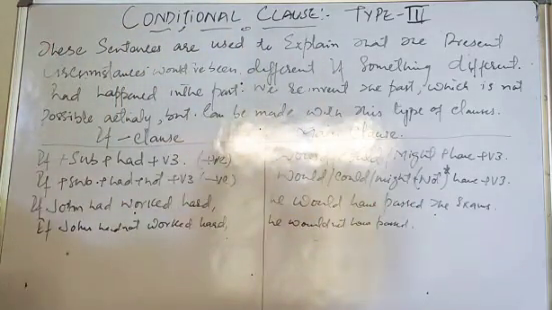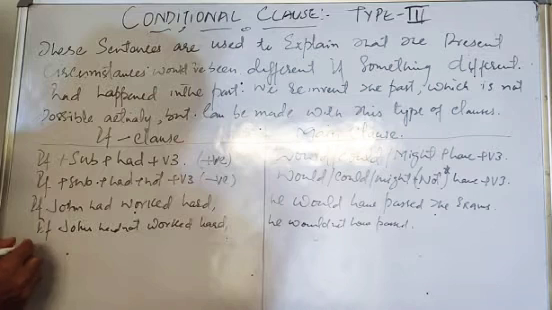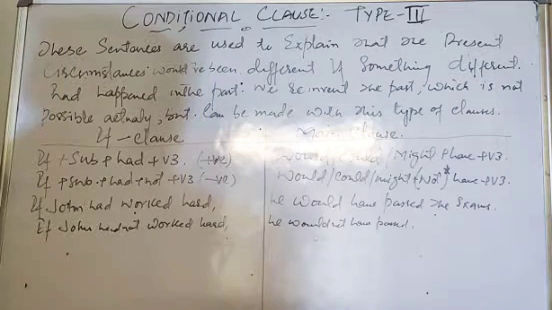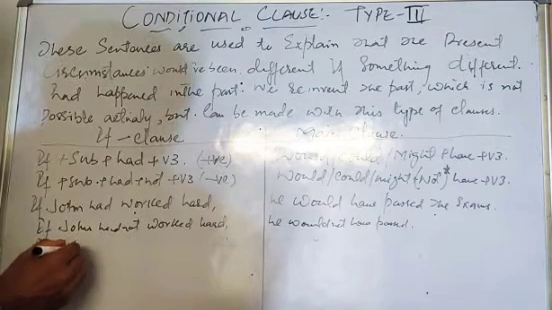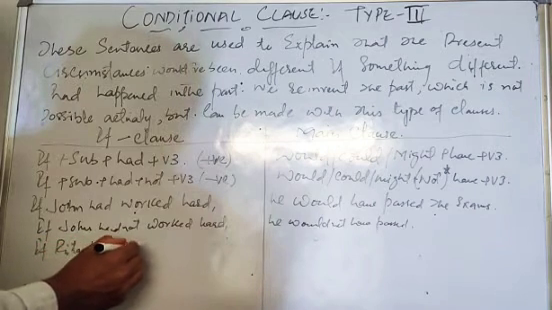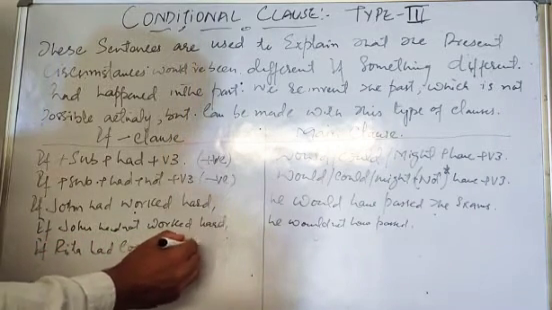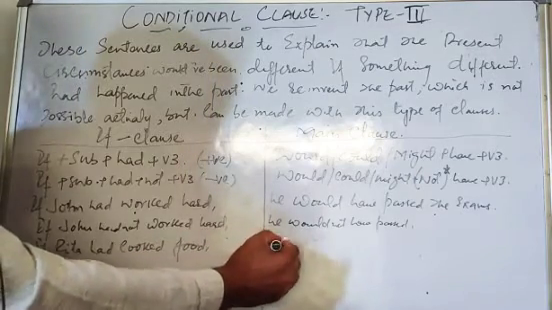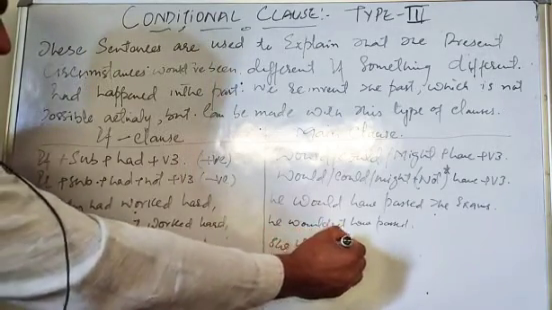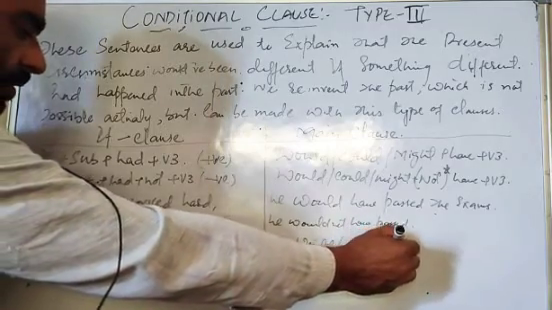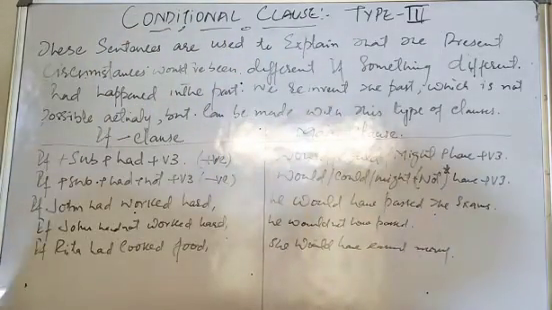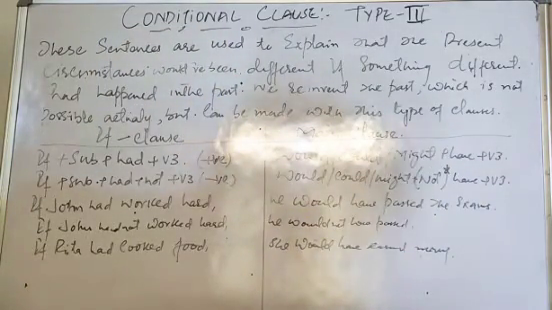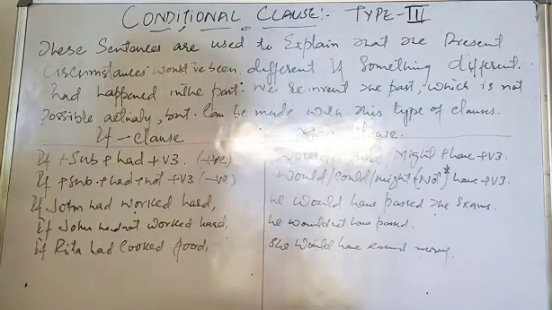Okay. In the next example, I'll say, Rita didn't cook food. We will say if Rita had cooked food, she would have earned money. Since she didn't cook food, that's why she hadn't earned any money.